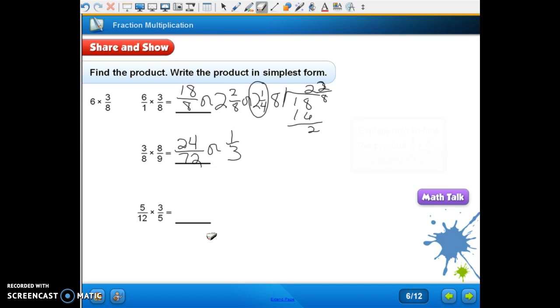This is number 4, your other little hot check mark problem. So stop your video right now again, do it, and see if you get it right. 5 times 3 is 15. 12 times 5 is 60. We can simplify that by dividing each by 15. And 15 goes into 15 once and into 60 4 times. So your answer on number 4 is 1/4.